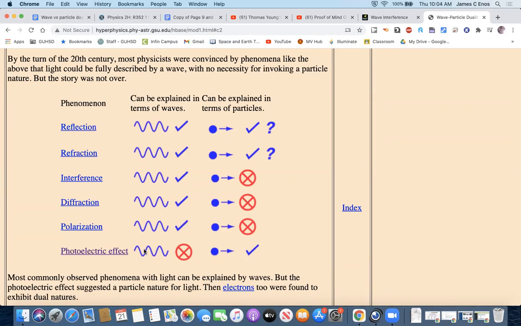A wave would go right through these materials and would not interact with those electrons. So a wave cannot describe this photoelectric effect. Only particles. So that's what all this is saying here.